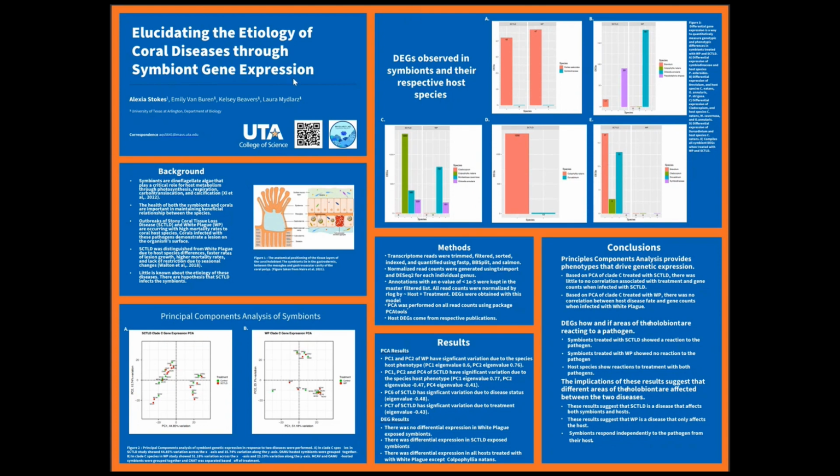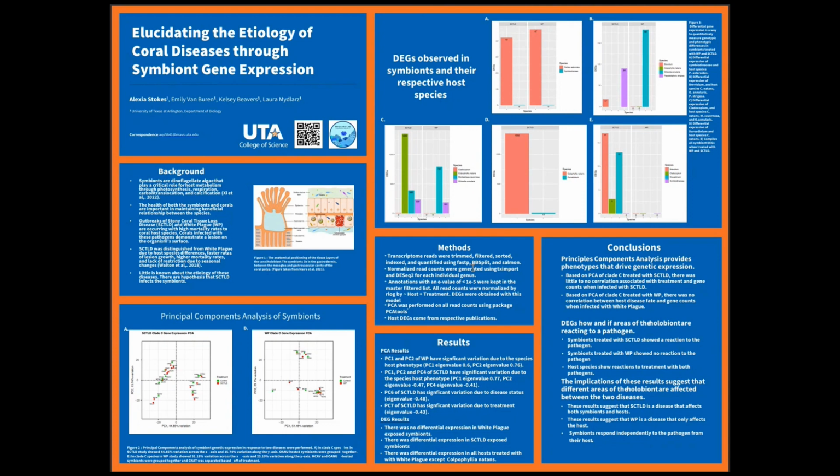Here we have both the symbionts and its host species exposed to SCTLD and white plague. In the red, we have the symbiont response, in which when it is exposed to SCTLD, it shows differentially expressed genes. Meanwhile, when exposed to white plague, it shows none. The host species, represented by the purple and blue in this case, show differentially expressed genes when exposed to SCTLD and white plague. In figure E, it represents only symbiont responses to treatment. When exposed to SCTLD, 3 out of 4 symbionts that we are testing show differentially expressed genes, while when infected with white plague, none showed any reaction to it.